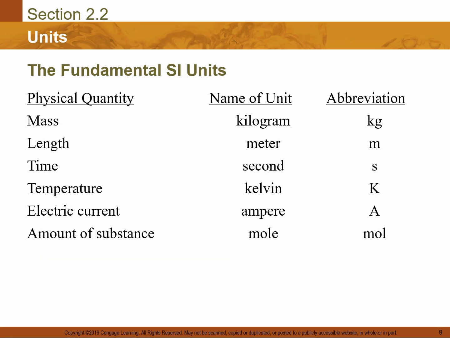Here are the common SI units that we will be using in this class. Mass, we are going to measure in kilograms, length in meters, time in seconds, temperature in Kelvin. Remember, there's no degrees, just capital K. Electric current is in amps, which is capital A, and the amount of substance is a mole. Remember, those are all very important. Make sure you are aware of the capitalization, and if there is a degree sign, you'll notice none of them have a degree sign.